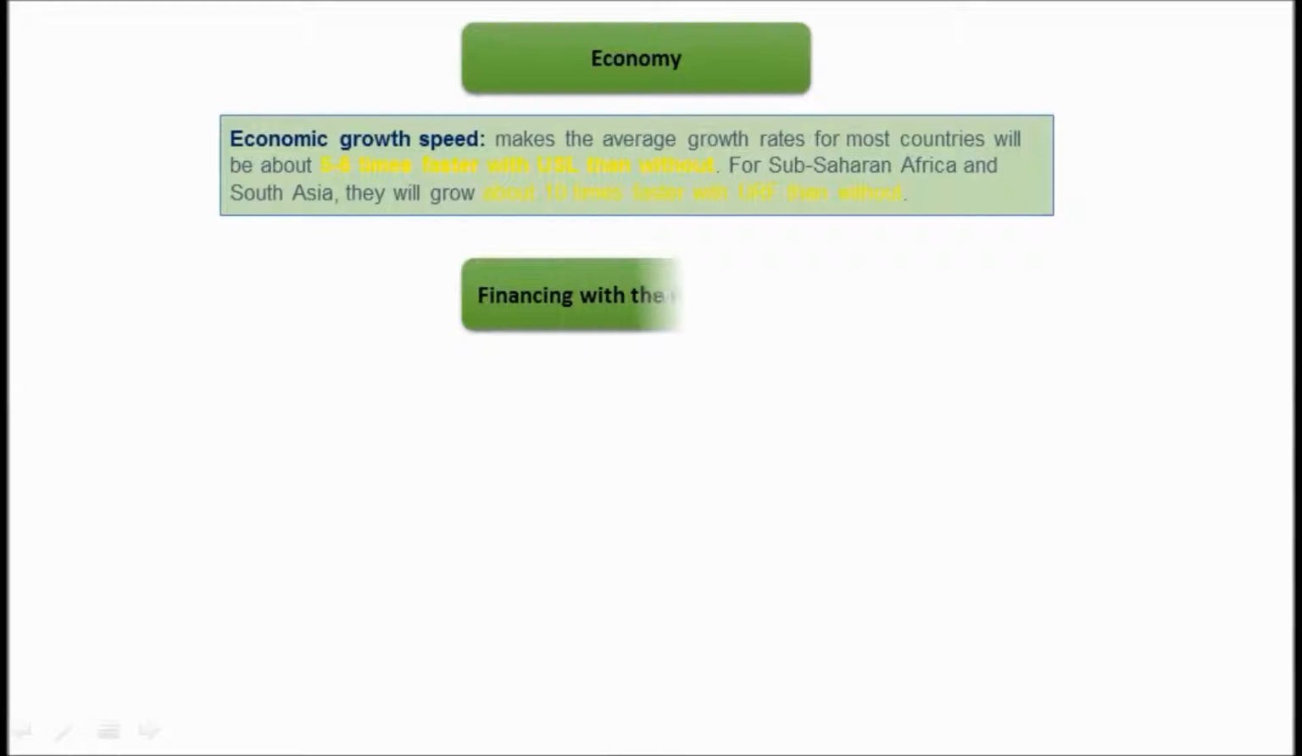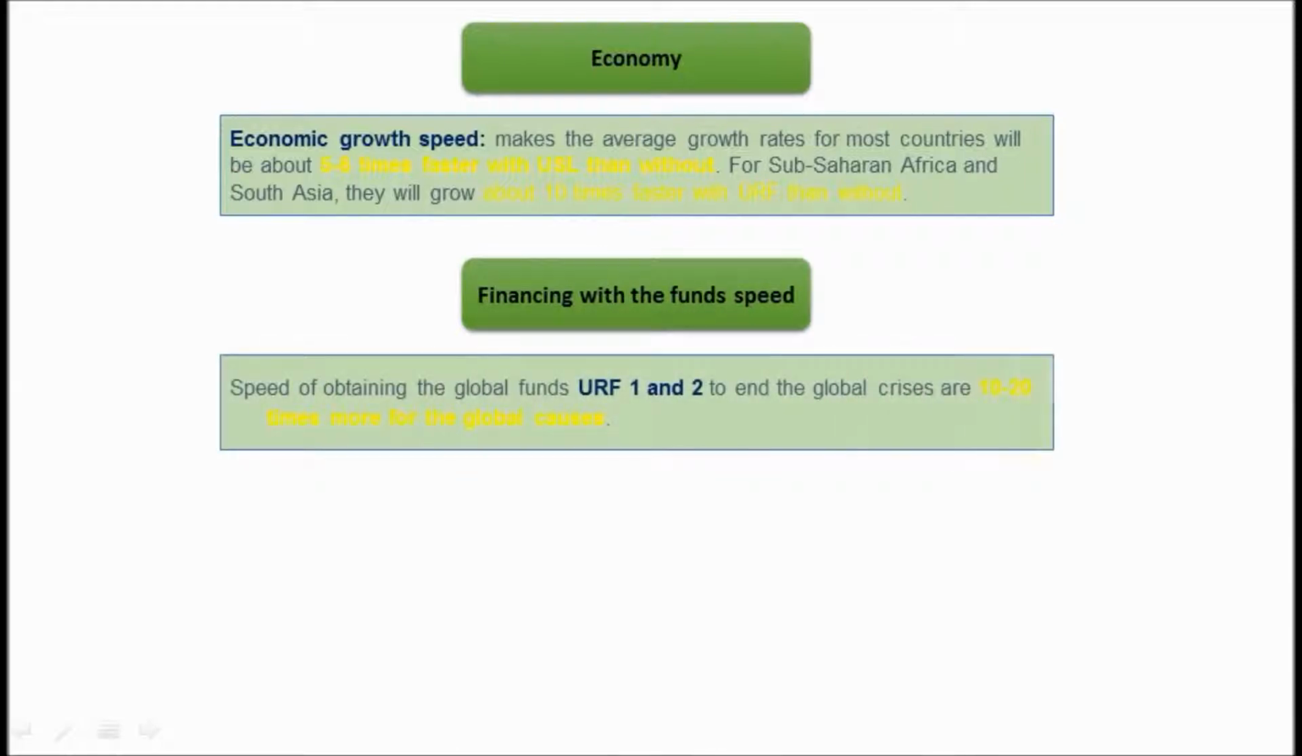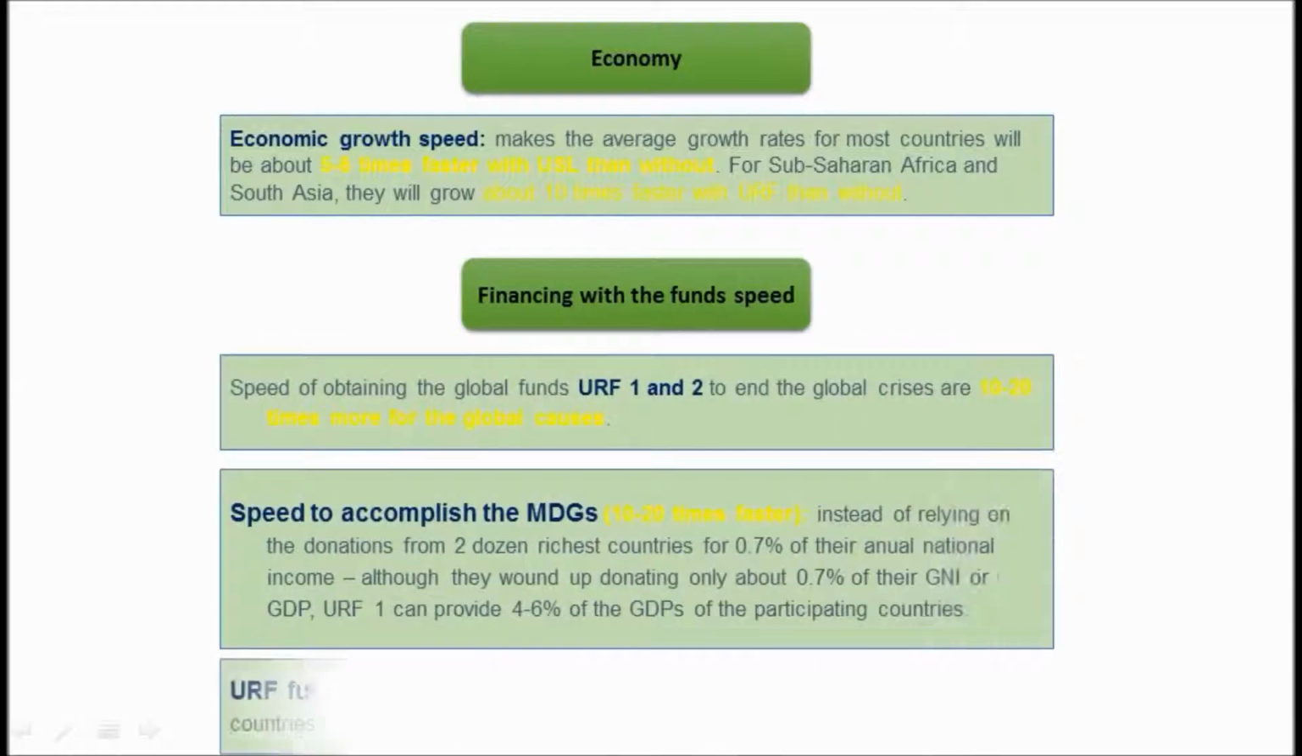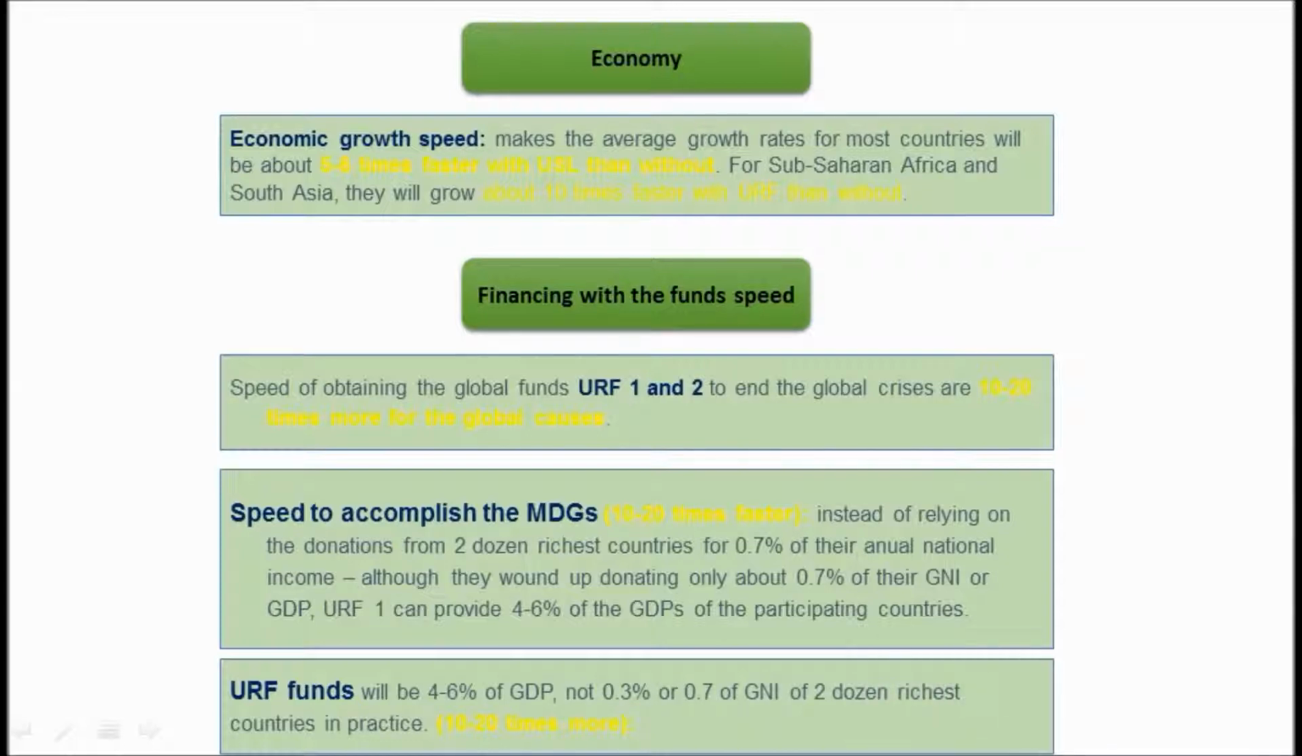And as such, raising the global fund to change our world, including the fund for the Millennium Development Goals, and of course the post-Millennium Development. Typically in the Millennium Development Goals, we use the donation from about 2,000 countries, 0.7% donation, but typically they wind up donating 0.3%. So basically, what we're trying to achieve with the URF is 10, 20 times faster.